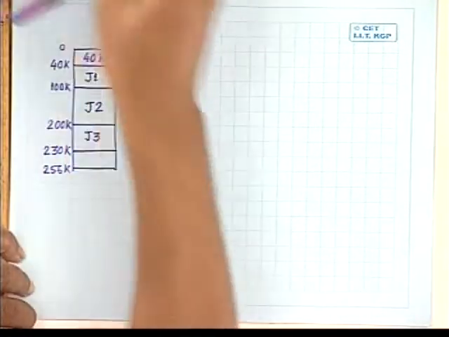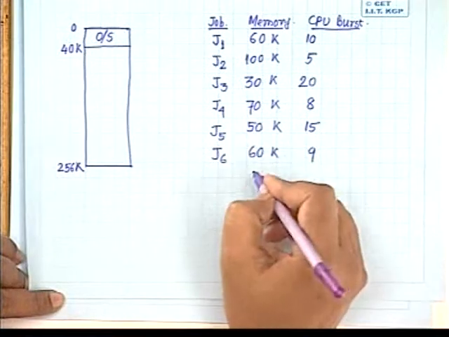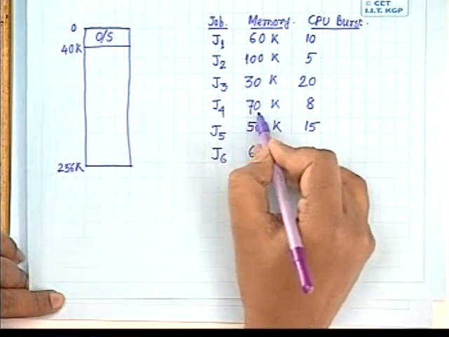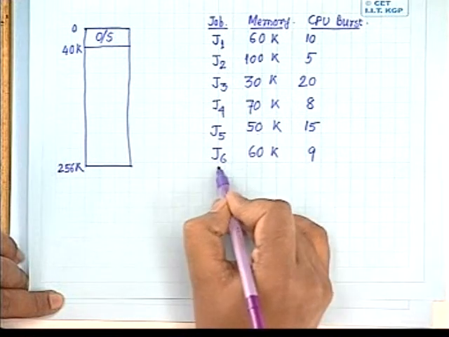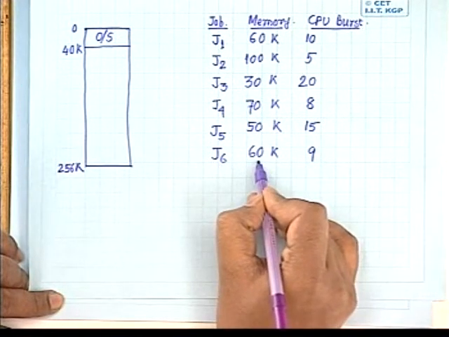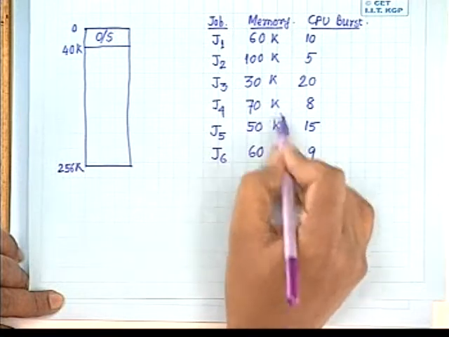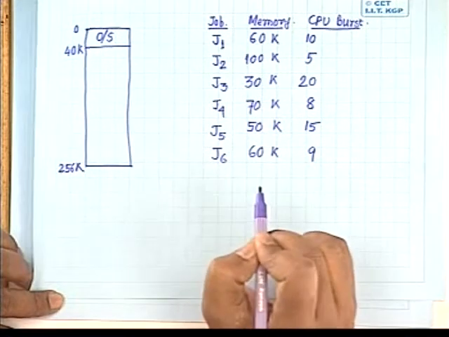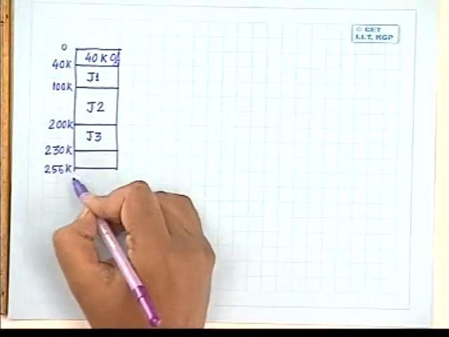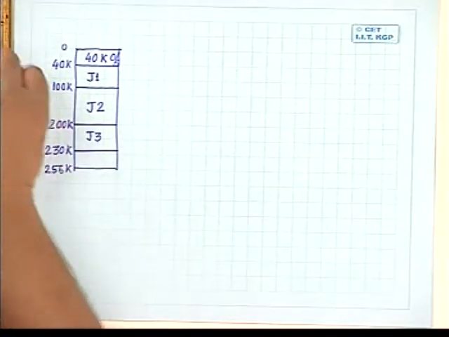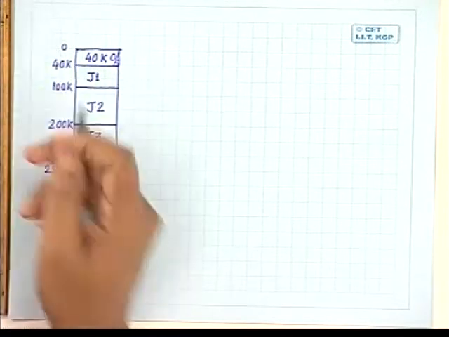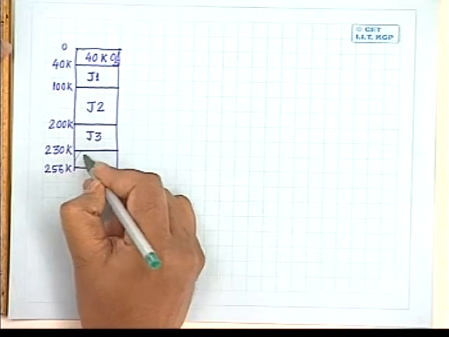Coming to the list again, we have job J4 whose size requirement is 70K, job J5 whose size requirement is 50K, and job J6 whose size requirement is 60K. None of these jobs can be fitted into the free partition, because the free partition size is only 26K. So this 26K, at least at this moment, will remain as a free partition.